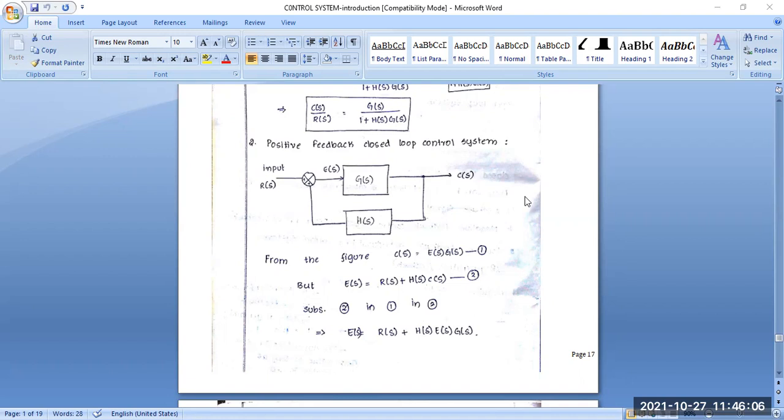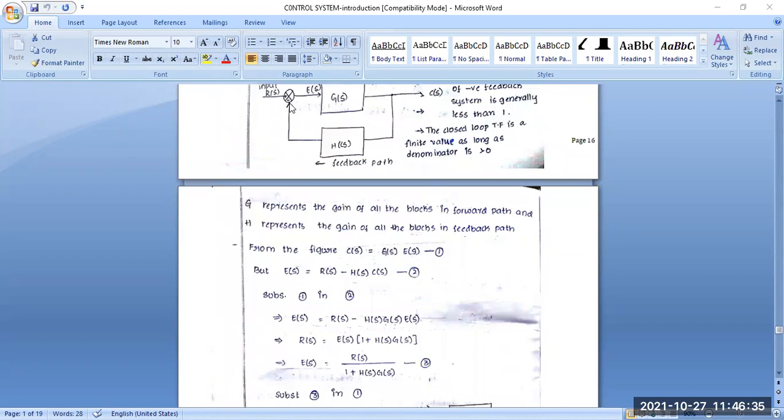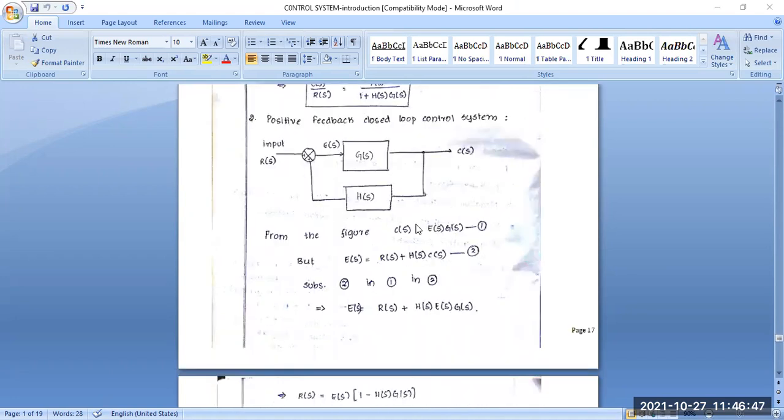So now we have to conclude from this figure. Number one, C(s) equals E(s)G(s). There E(s) is the error signal, into G(s), the transfer function. Number two, we have to write E(s) equals R(s) plus H(s)C(s), because a plus sign is coming here, because this is positive feedback, and there is a positive sign here. But in negative feedback this is a negative symbol, that's why we write E(s) equals R(s) minus H(s)C(s). Clear? This is the basic difference between positive feedback and negative feedback.